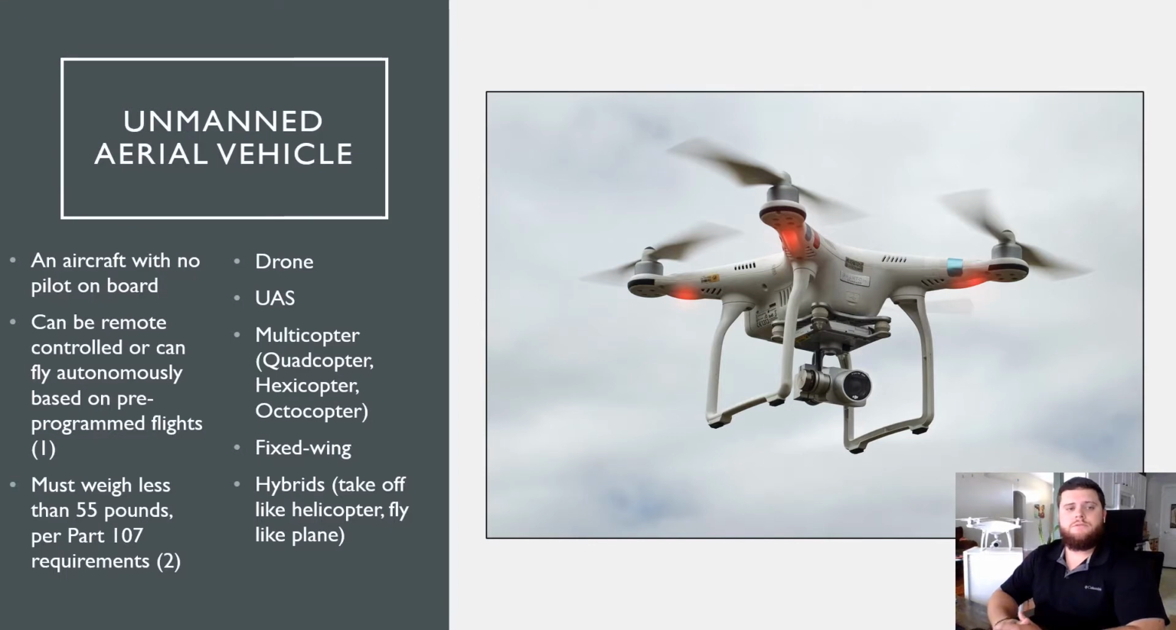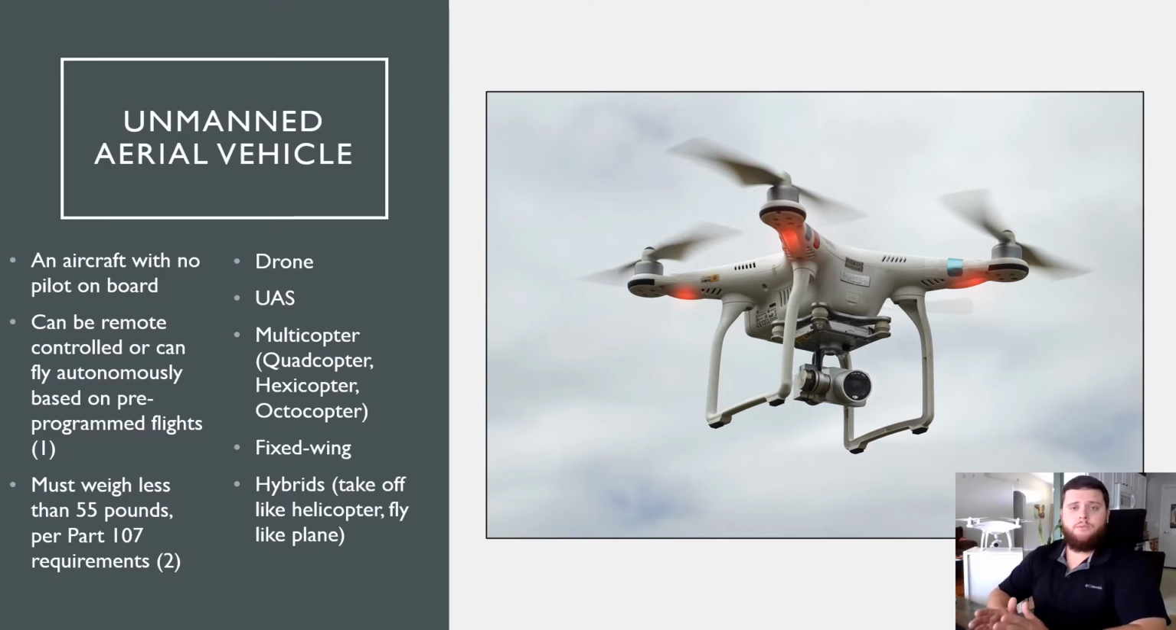So to answer those questions, a UAV is an unmanned aerial vehicle. That means that the aircraft has no pilot on board. The UAV can be either controlled manually or flown autonomously, meaning we're programming a flight and it's completing that flight without us interfering with the controls.